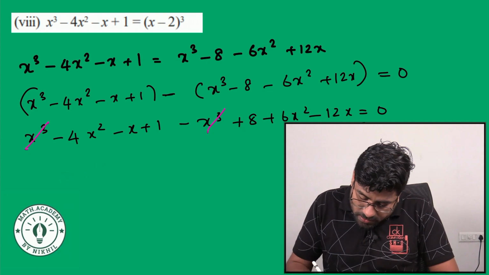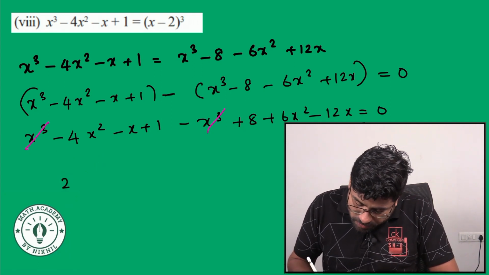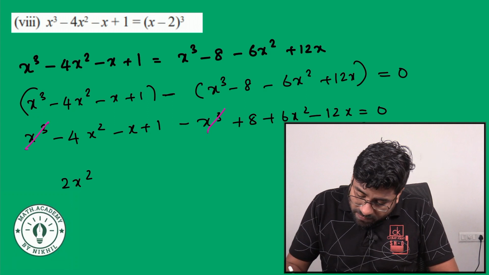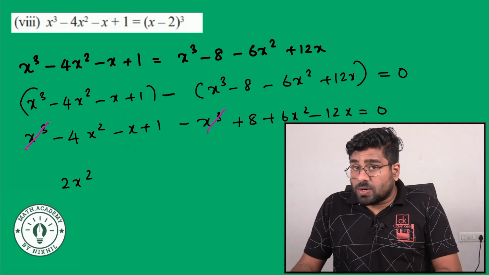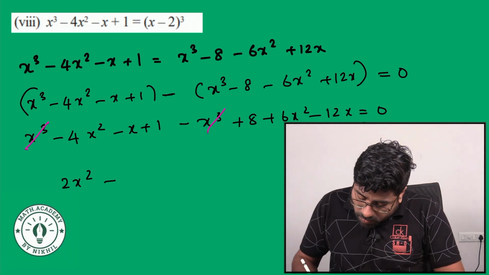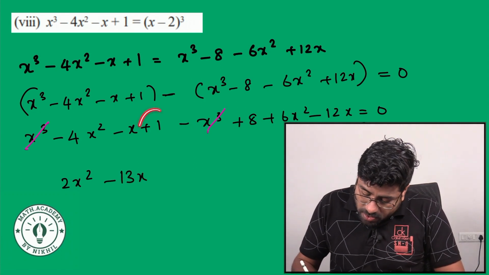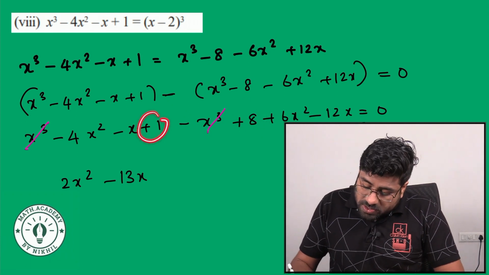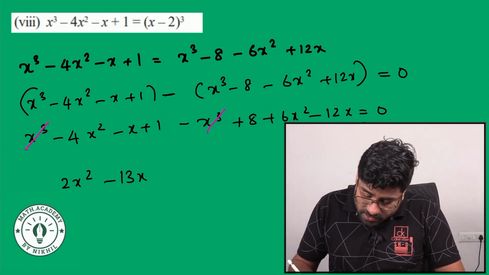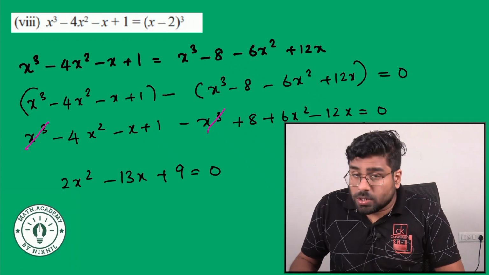It is going to be 2x square. You have a minus x and you have a minus 12x, so it is going to be minus 1 minus 12, which is equal to minus 13x. And you have a constant, which is 1, and you have a constant, which is 8. So it is going to be plus 1 plus 8, which is plus 9. So it is going to be plus 9 is equal to 0.